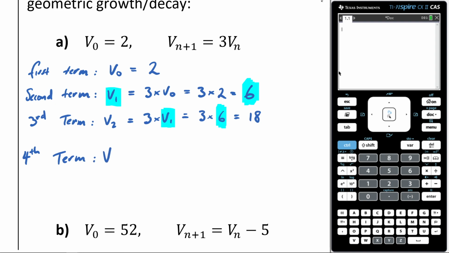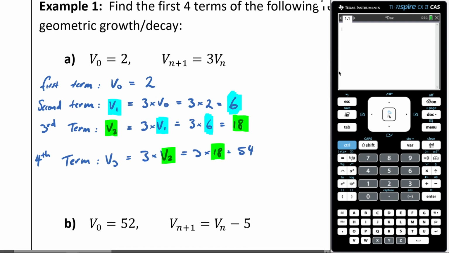My fourth term is going to be v of 3, which is equal to 3 times v of 2, which is going to be 3 times 18. And 3 times 18 is 54. Again, can you just take note of this? That v of 2 is 18. That means I'm putting that 18 there to find my next number. So that's how it works. That's how you're doing this.